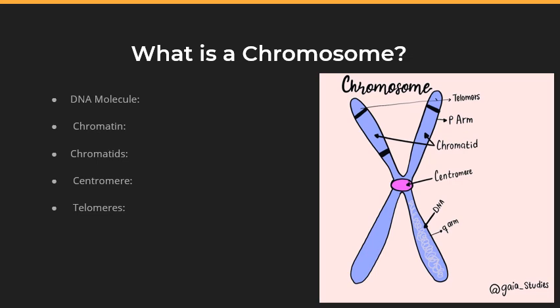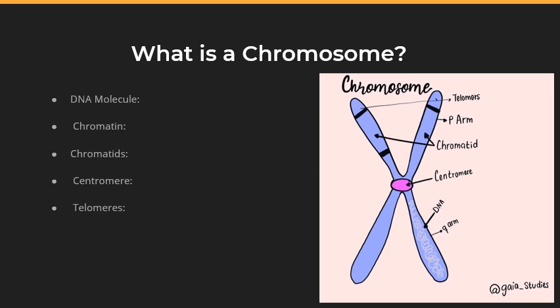So, first, let's start off with a very basic question. What is a chromosome? Chromosomes are long, thread-like structures found within the nucleus of eukaryotic cells. They play a very crucial role in organizing and carrying genetic information.